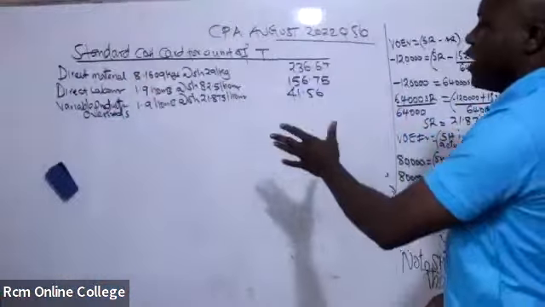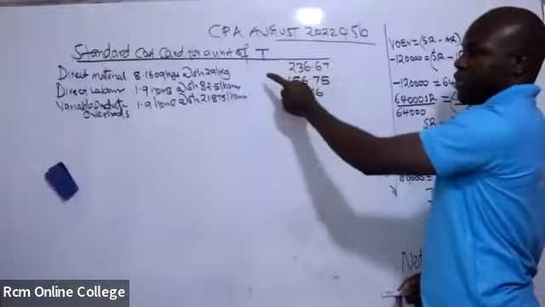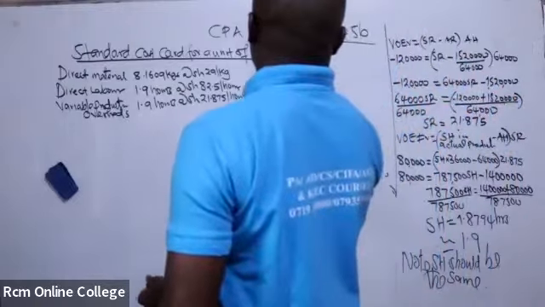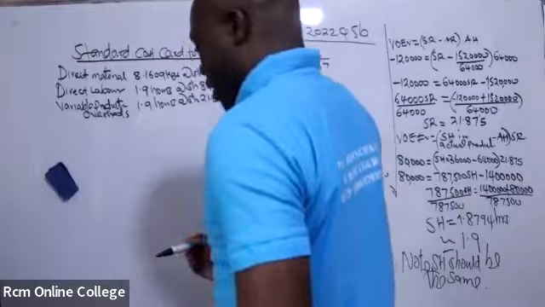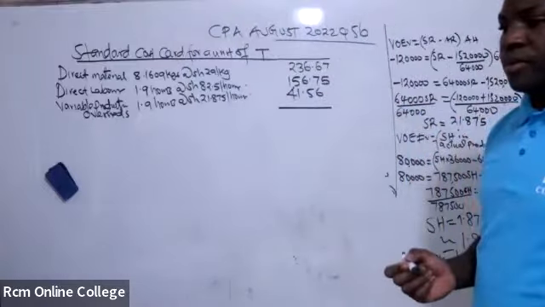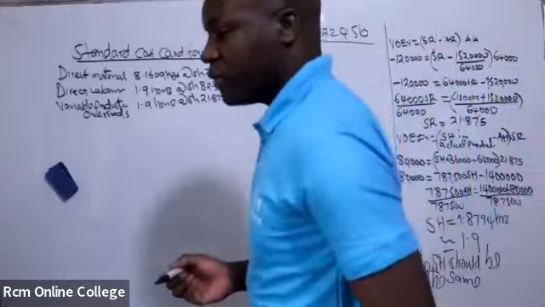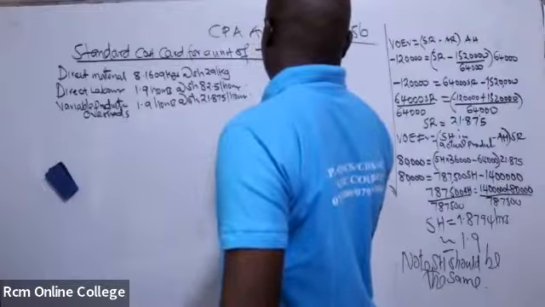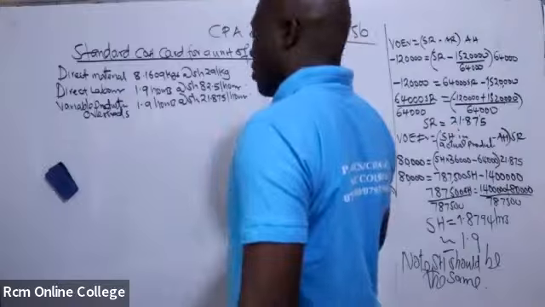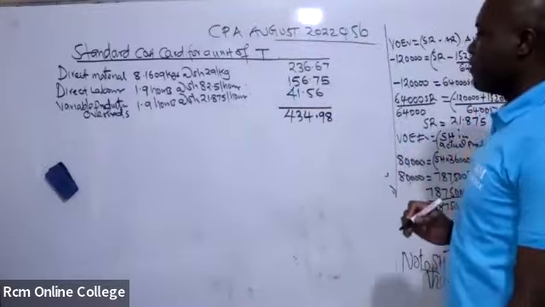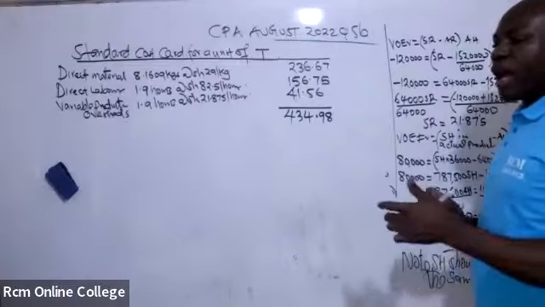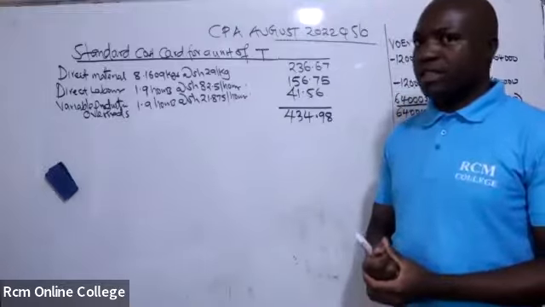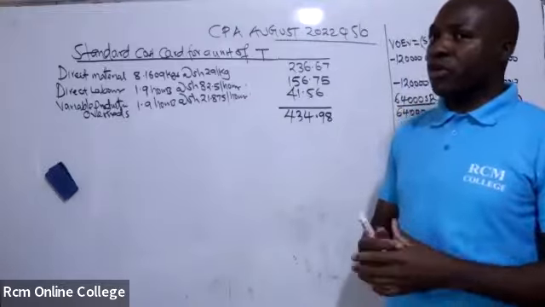Good. So we have direct material, we have direct labor, we have variable production. Can we add the three? 434.98. Now, remember, we are actually done with the entire syllabus. If you are studying at RCM, I believe you are done with all the topics.